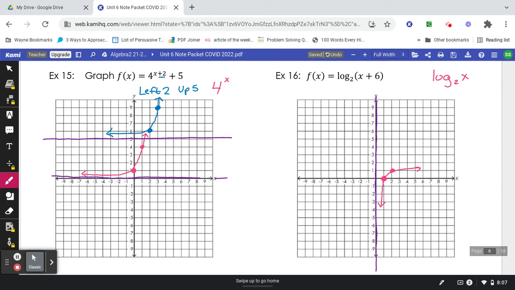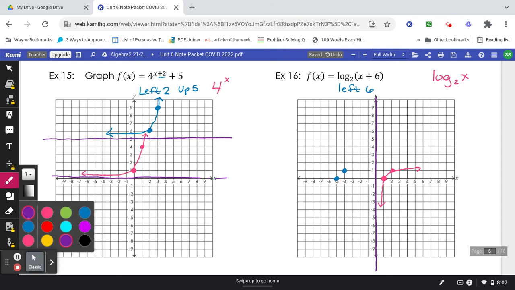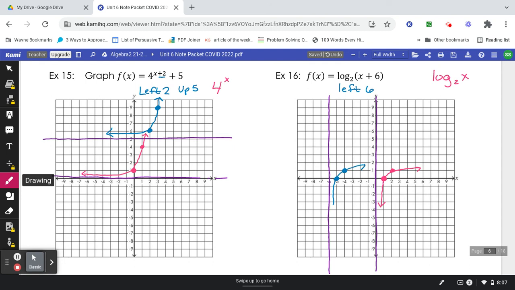All right, now we have to figure out what this x plus 6 does. Notice it is in parentheses. When you have something in parentheses like that, it is going to move it right, left, opposite direction of what it would seem. So plus 6 in this case actually means left 6. So we'll move our 2 dots left 6. We'll also go ahead and move our line to the left 6. Since our line is going up and down, a movement of right or left is going to affect it. And then there's your graph right there.